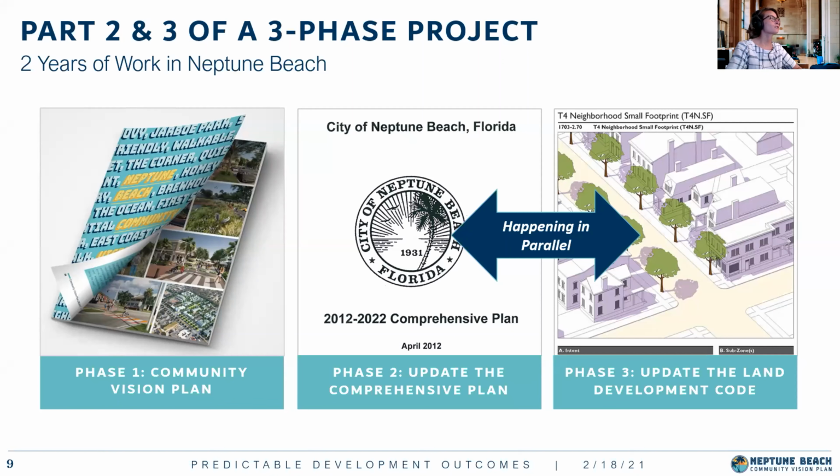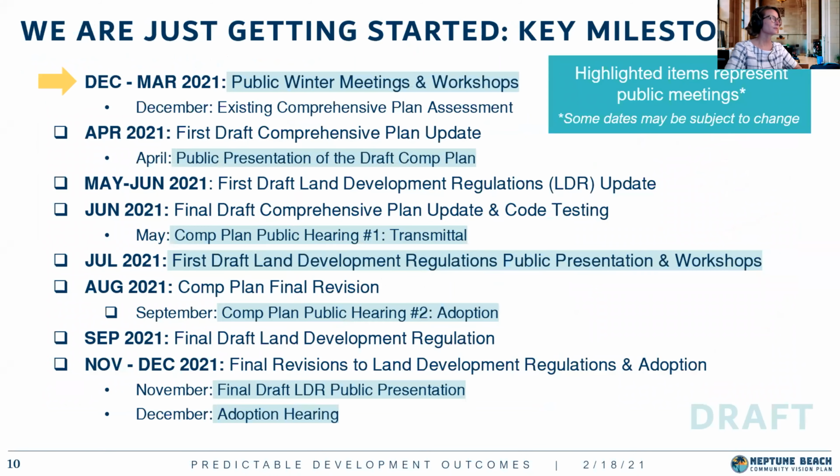Again, I just remind everyone who's joined us that this is part 2 of a 3-phase project. Really, it's phases 2 and 3 of a 3-phase project. We'll be doing the updated comprehensive plan and the updated land development code in parallel. And we're just getting started. We're in these winter meetings and workshops, and we have a lot going on. We've started working on the first draft of the comprehensive plan update as well. That's happening in parallel, but there's lots of other opportunities in the coming months and throughout the summer to give us input and to stay involved.